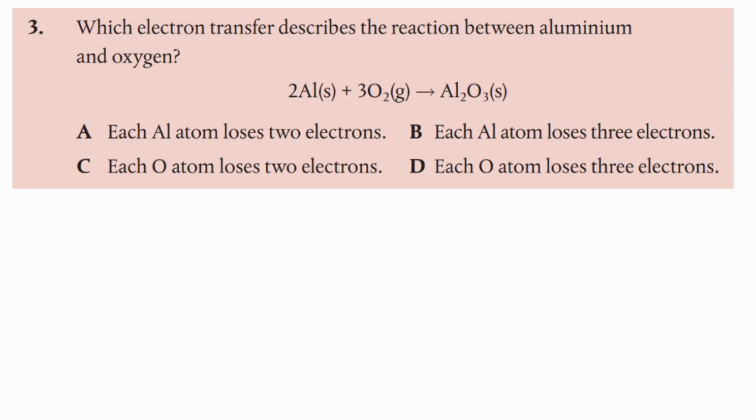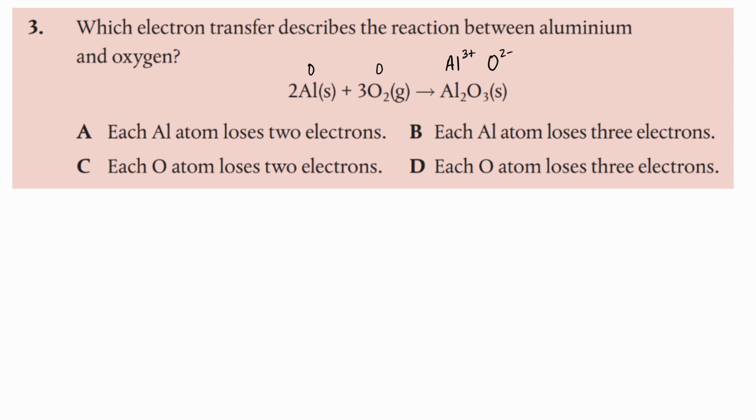All right, number 3 says, which electron transfer describes the reaction between aluminum and oxygen? So these are stable atoms over here. They are currently at a 0 charge. When we go over to our ionic compound, we know that they obtain charges in order to form that ionic bond. So aluminum, we know, creates a positive 3 charge. Oxygen, we know, creates a negative 2 charge.